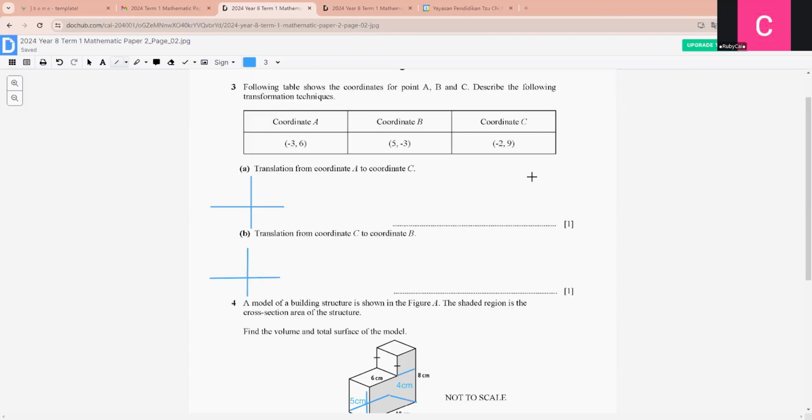Next question. We have to describe the translation from coordinate A to coordinate C. So coordinate A is at -3, 6, which is about here. And coordinate C is at -2, 9, which is about here.